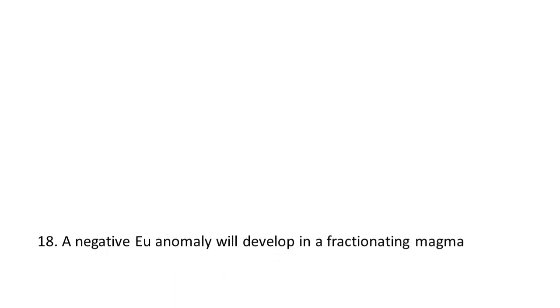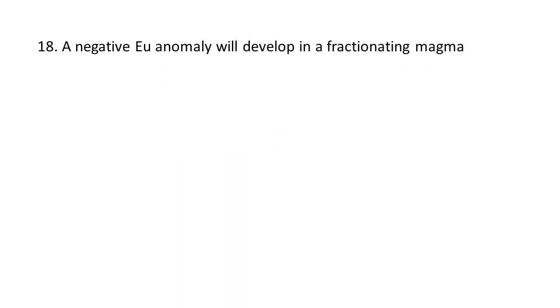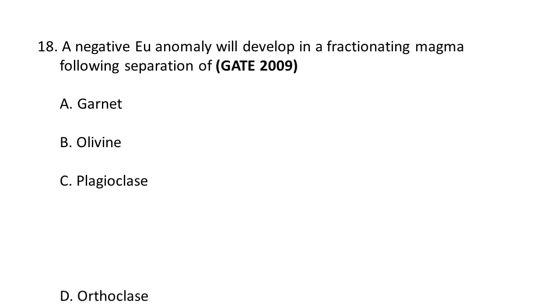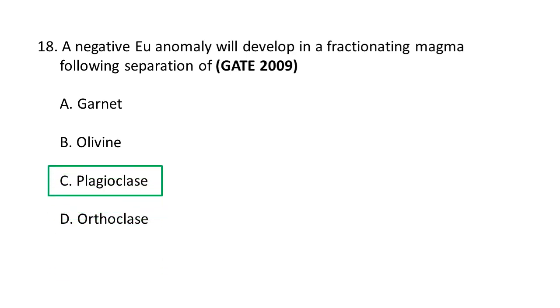Next question. A negative europium anomaly will develop in a fractionating magma following separation of A. Garnet, B. Olivine, C. Plagioclase, and D. Orthoclase. The correct option is C. Plagioclase. So a negative Eu anomaly, or europium anomaly, will develop in a fractionating magma after plagioclase separates, because the Eu is locked in the plagioclase, left in the magma chamber. So C. Plagioclase is the correct option.